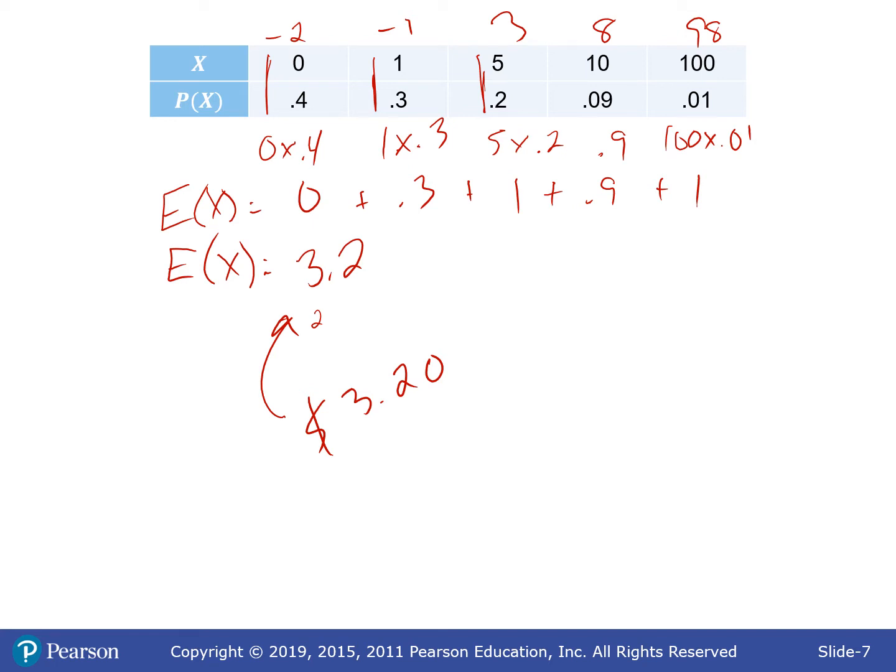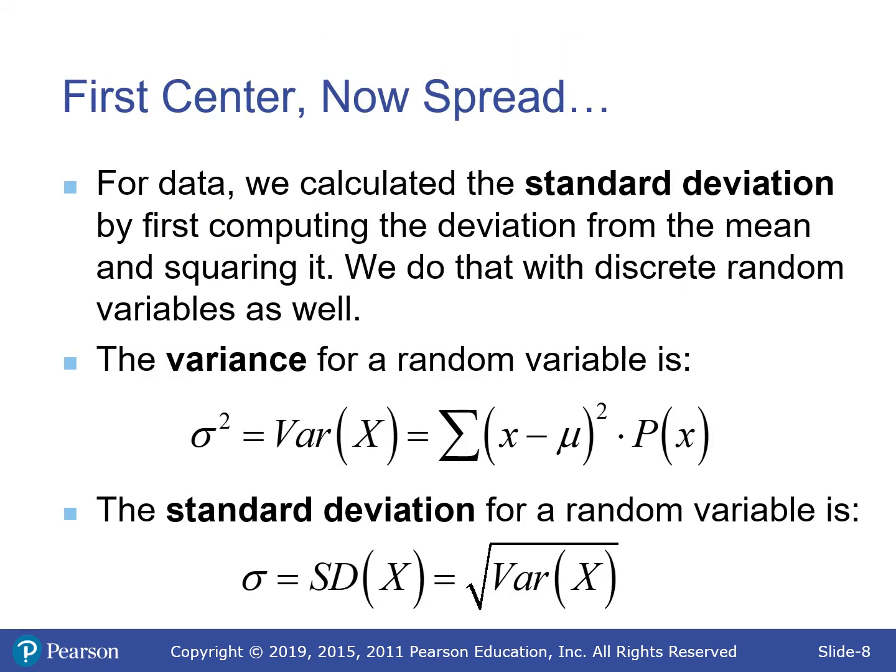So that's how to find the expected value. Again, the equation itself is kind of unpleasant, but you just multiply these guys, and then you just add. That's all it is. And so that's the center of the distribution. Now there's the spread. So for the standard deviation, which remember we talked about way back when, random variables have standard deviations too.